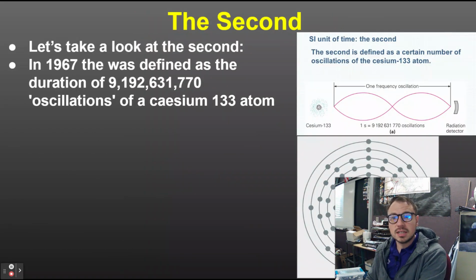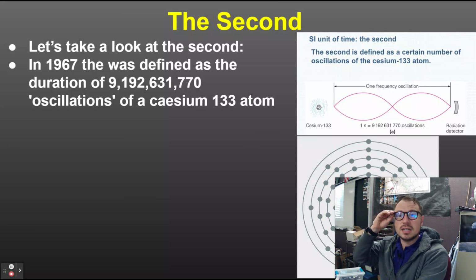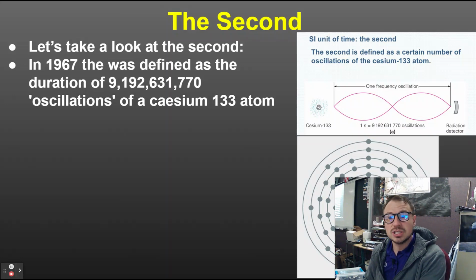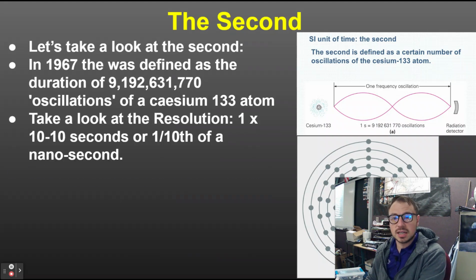But now the second in 1967 was defined as the duration of 9,192,631,770 oscillations of the cesium-133 atom. The valence electron oscillates, it switches energy states, and we can measure that a certain amount of times, and we say that's a second.